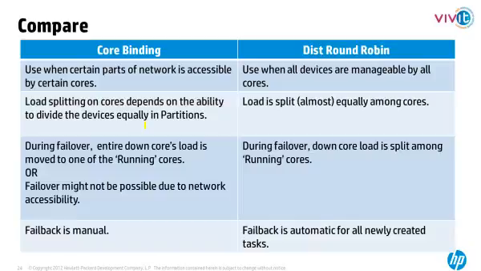The next difference is the failover time. During the failover in the core binding, we just saw that all the load from core 2 moved to core 3. Whereas in distributed round robin, it is distributed among the running cores, which are 1 and 3. And the other difference with core binding is that failback is manual, whereas failback is automatic with distributed round robin for all the newly created tasks.